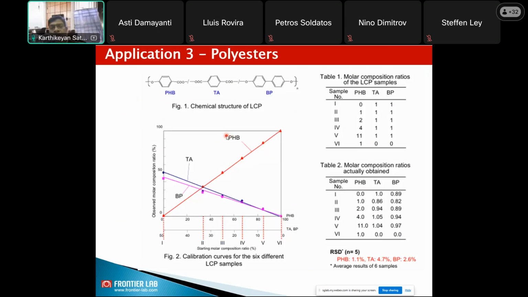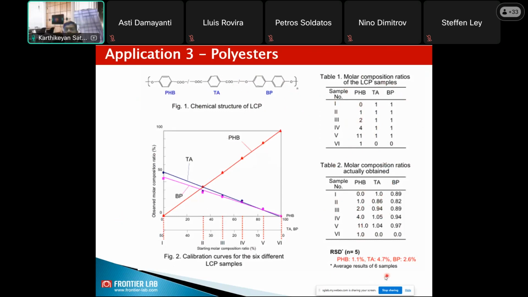One can also do the composition analysis by first having a known composition mixture. In this case, we synthesized mixtures with different compositions of terephthalic acid, parahydroxybenzoic acid and bisphenol A. We prepared 6 different samples containing different molar ratios, and these were analyzed and quantified. You can see the comparison of the blend composition versus the actual composition obtained from the analysis. They are in very close agreement.